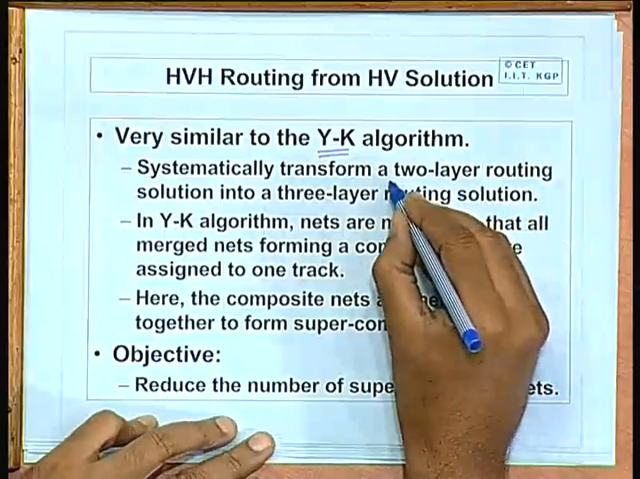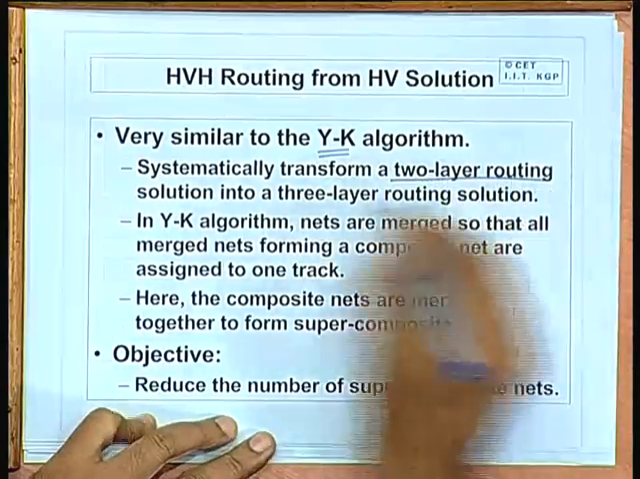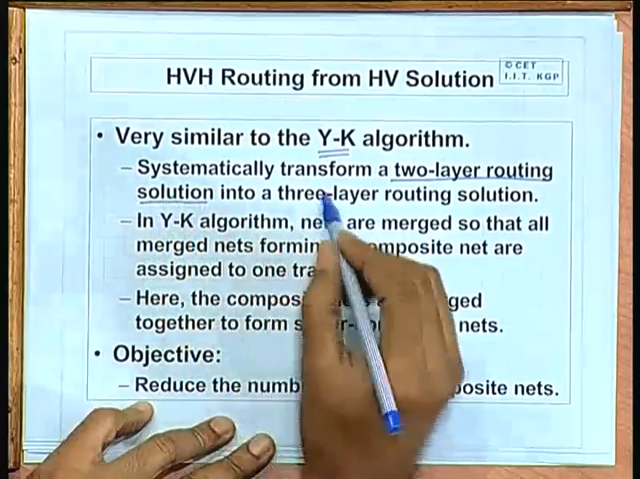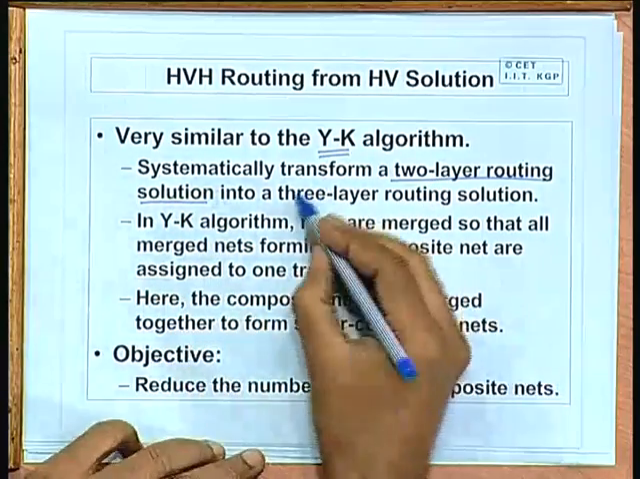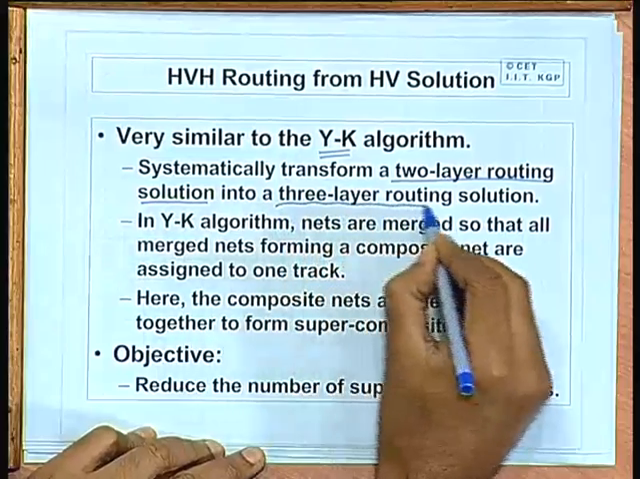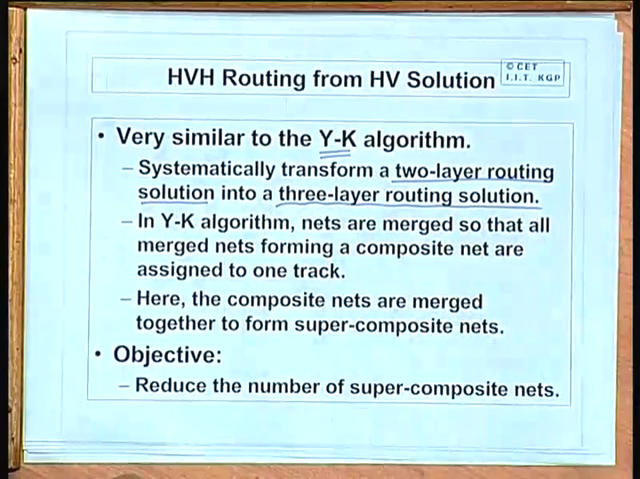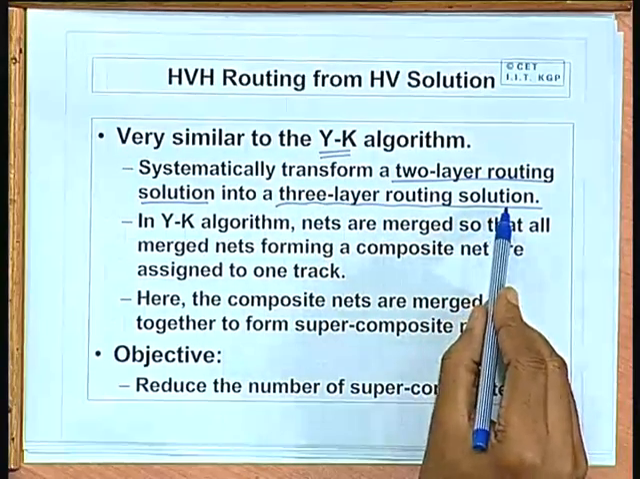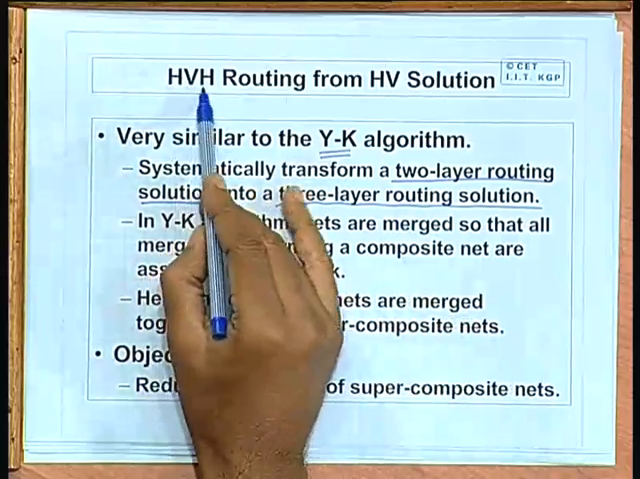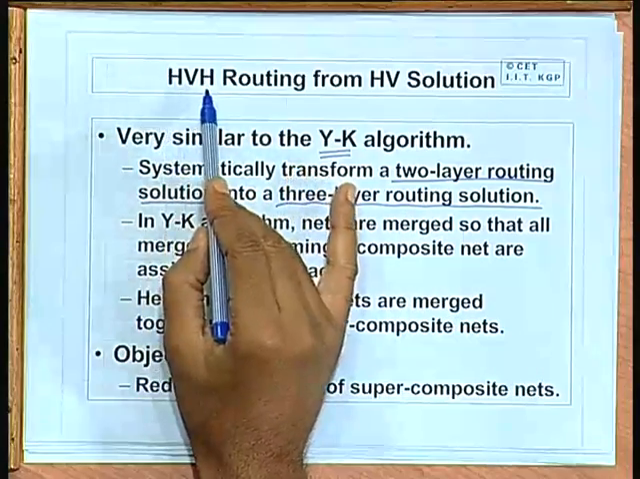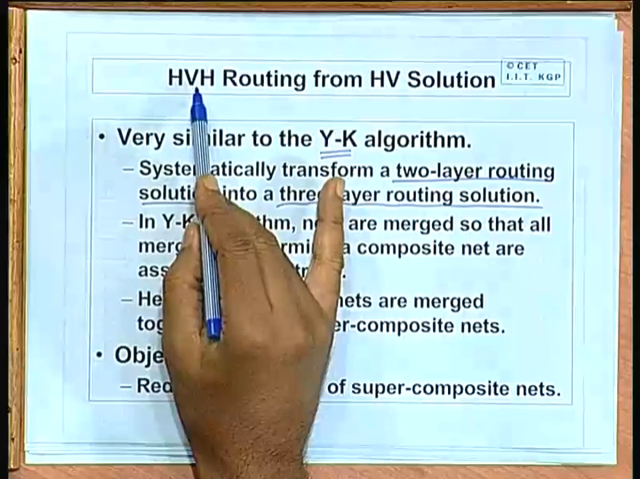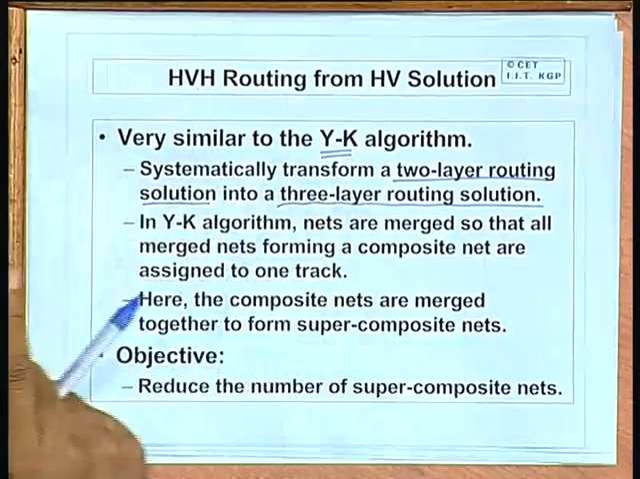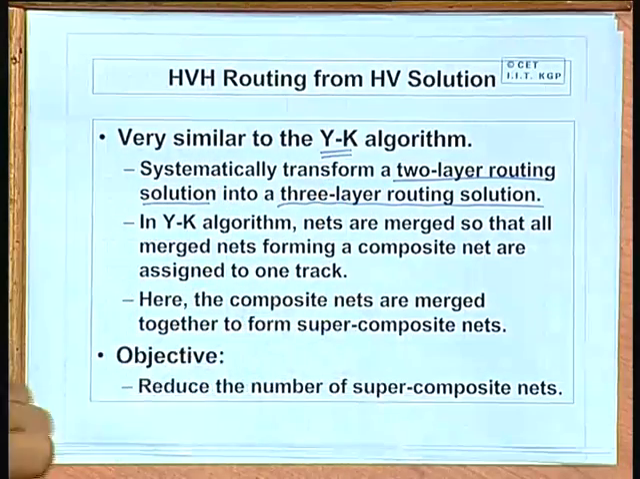So, in this algorithm we start with a 2-layer routing solution. Starting from there, we try to systematically transform it into a 3-layer solution. Now, the 3-layer solution we look at is HVH, not VHV. We are assuming there are 2 horizontal layers and 1 vertical layer, so that the tracks can be placed on 2 layers.